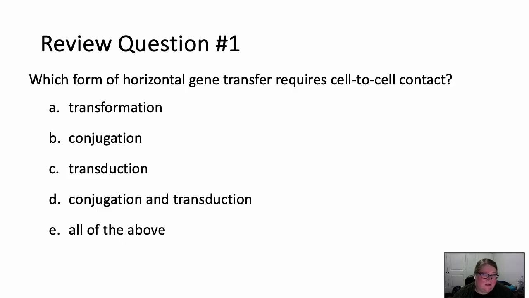Okay, the answer for this is B, conjugation. Conjugation is the only one that requires cell-to-cell contact. Transformation is literally the bacteria picking up DNA from its environment. Conjugation uses the conjugation pilus to pull a recipient cell closer to the donor cell. Transduction uses bacteriophages, a virus-mediated transfer of DNA. So the only answer for this would be B.